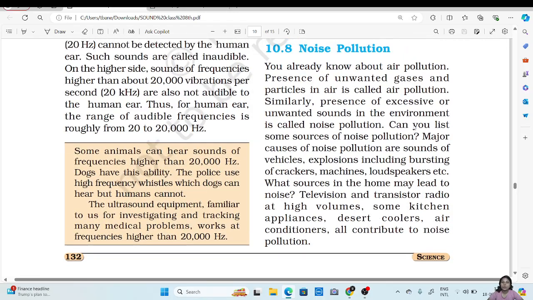Now, noise pollution. You have already known about air pollution. Presence of unwanted gases and particles in air is called air pollution. So, on a similar basis, presence of excessive or unwanted sounds will be known as noise pollution.